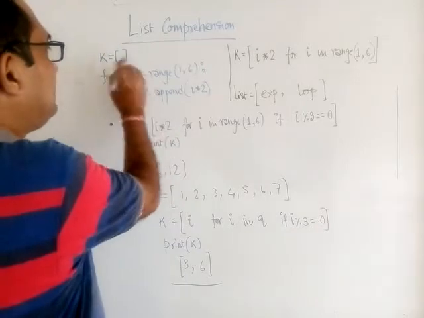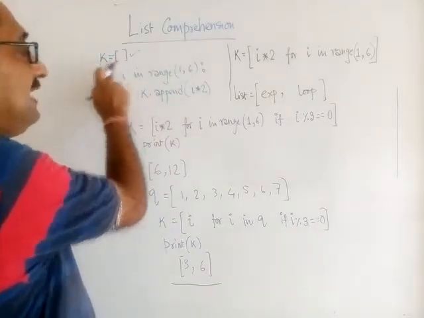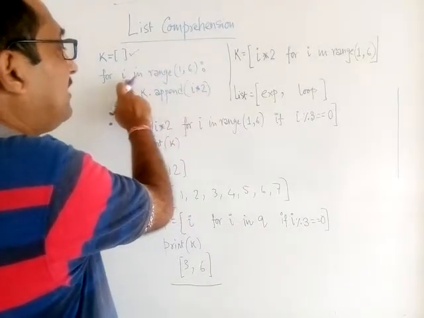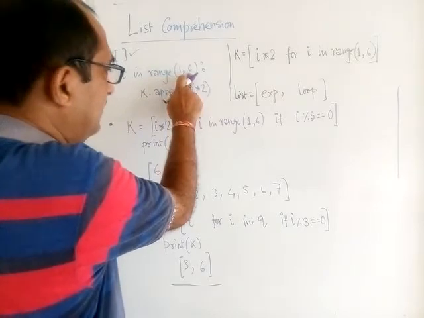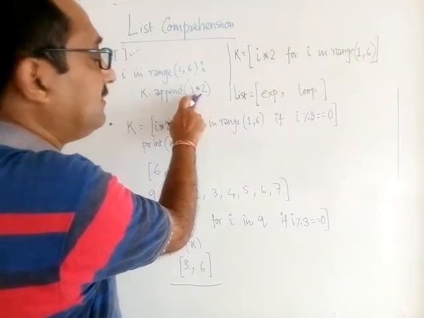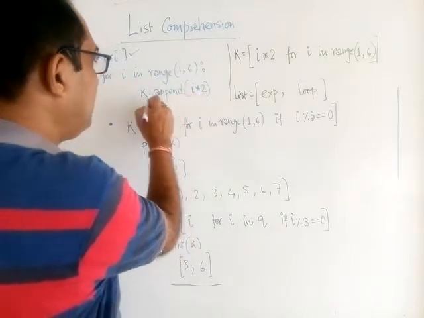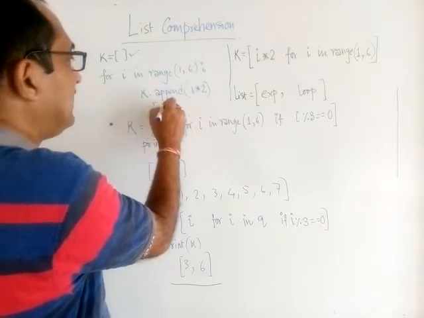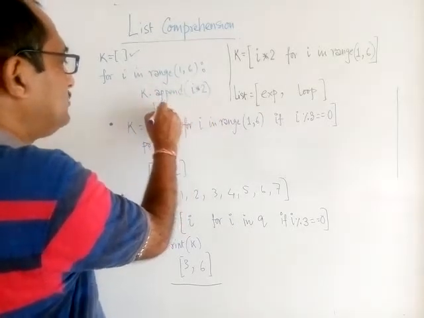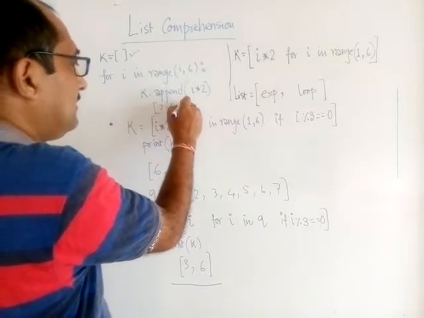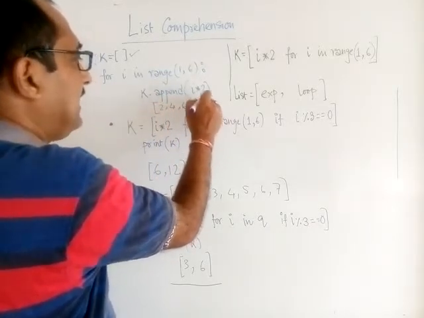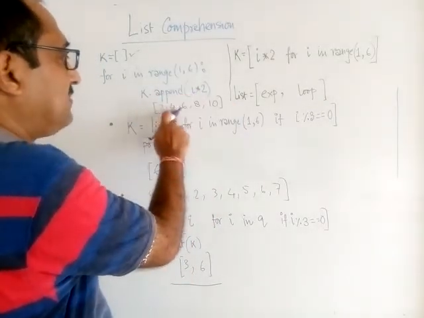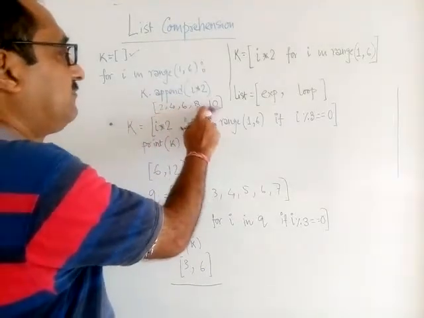You are very much familiar with this kind of coding. This means a blank list is taken, k equal to blank. For i in range 1 to 6, that means the value of i will be 1, 2, 3, 4, 5. And I did k.append(i*2). So you can easily make out, if after this I print the list, k will be shown as i multiplied by 2, that is 2, 4, 6, 8 and 10. 5 values of i, they are multiplied by 2: 1, 2, 3, 4, 5.